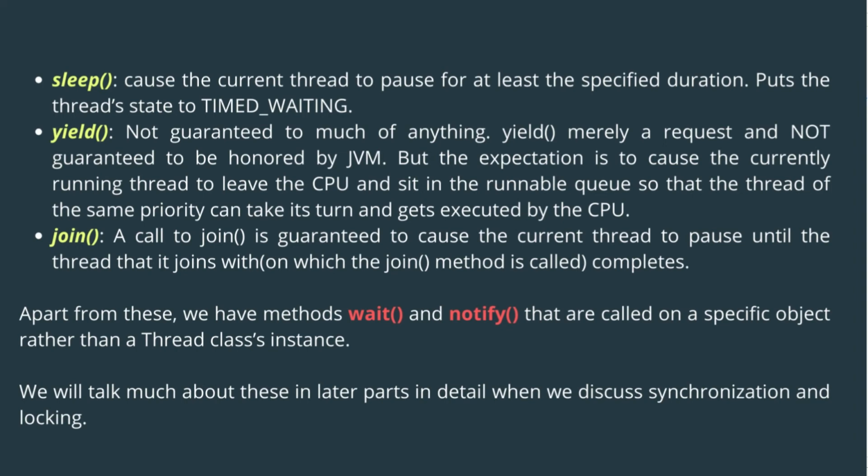A sleep method causes the current thread to pause for at least the specified duration and puts the thread state into the timed waiting state. The yield method is not guaranteed to do much. Yield is merely a request and not guaranteed to be honored by the JVM. But the expectation is to cause the currently running thread to leave the CPU and sit in the runnable queue, so that a thread of the same priority can take a turn and get executed by the CPU.